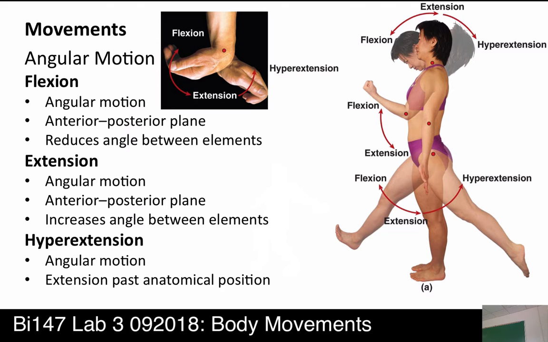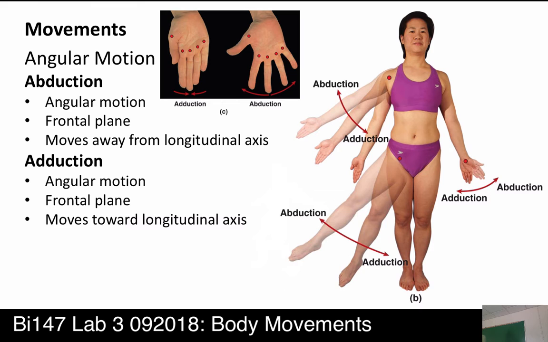Hyperextension means opening up the angle even wider, beyond anatomical position. So here is flexion of the hip, extension of the hip, hyperextension of the hip. Okay? Flexion of the neck, extension of the neck, hyperextension of the neck. Wrists, etc. Is that fairly straightforward? Yeah. Okay, and then now is in the lateral to medial plane.